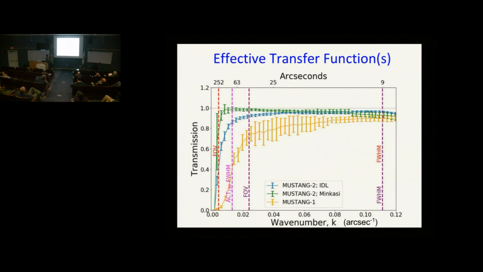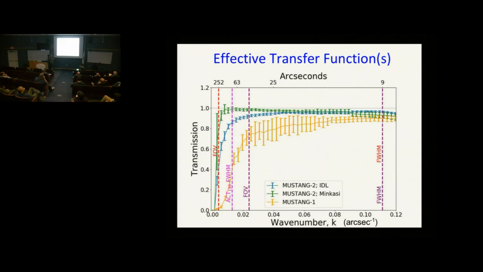So here in the yellow shows Mustang 1's transfer function. Blue shows our default data processing, the transfer function we get out. And green shows a new method of data processing which is still being developed but has some early optimistic results. The thing to note is this x-axis is in wave number, so it's the inverse scale that you're looking at, but I have marked here the field of view of our instrument and the full width half max of ACT.